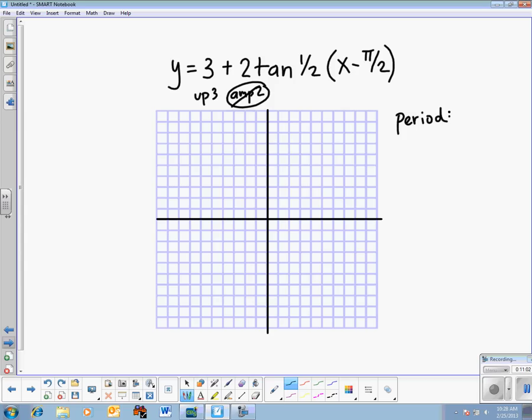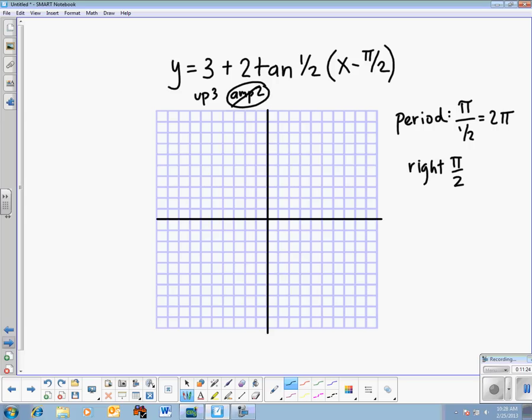With tan and cotan, this is probably the most missed points on this test. Take the original period, which is pi for tan and cotan, and divide it by that number there that's in front, or right after the tangent. So pi divided by 1/2 is 2 pi. And then this one's going to go right, pi over 2.